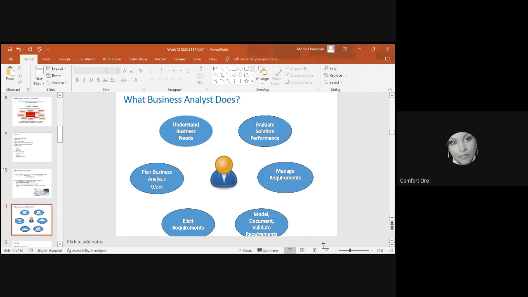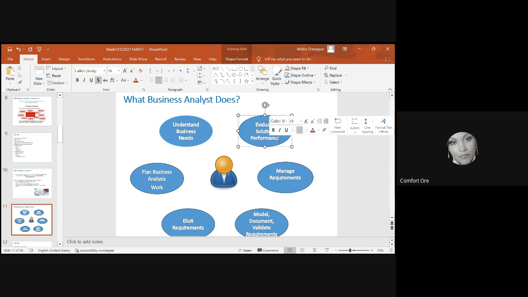Okay, what does a business analyst do? First off, we're starting from here. You need to understand the needs. Again, I'm going to reiterate that there would always be a problem. If there's no problem, nobody's going to employ a business analyst. So once there's a problem, you need to evaluate the solution performance. What has been working? What has stopped working?